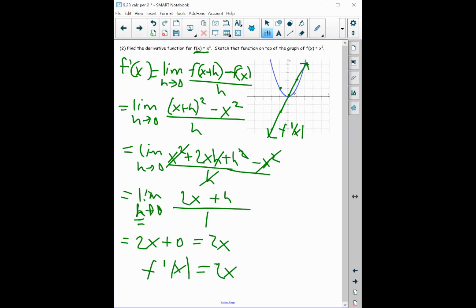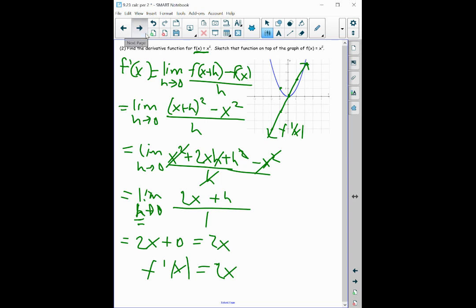And then one key point, if I look here at the turning point of x squared at x equals 0, there is a 0 slope. That's going to end up being an x-intercept, a root, or a 0, whatever you want to call it, on the f prime graph. Okay, so I'm going to have you try one more on your own.